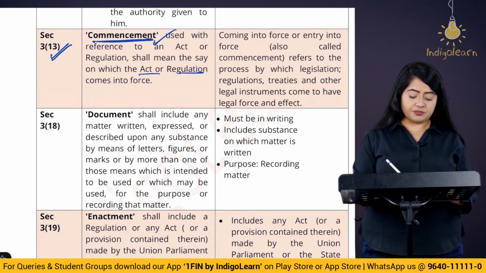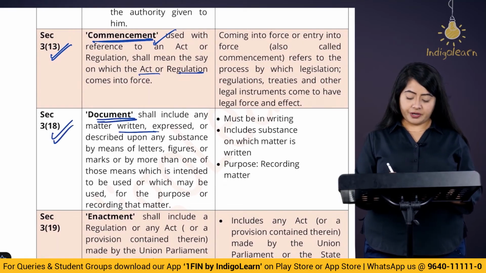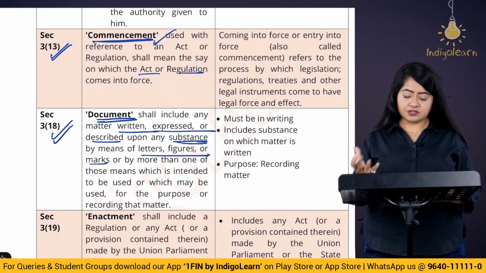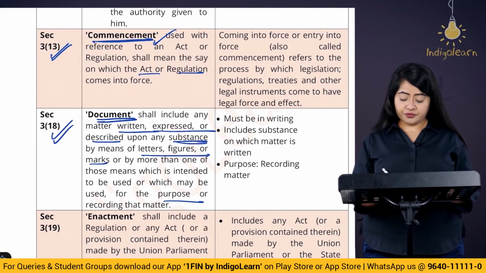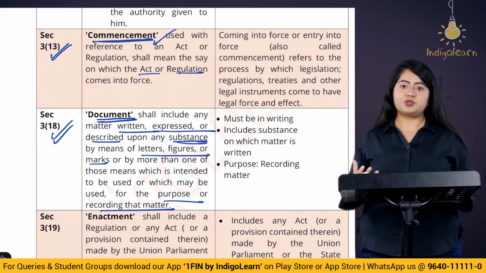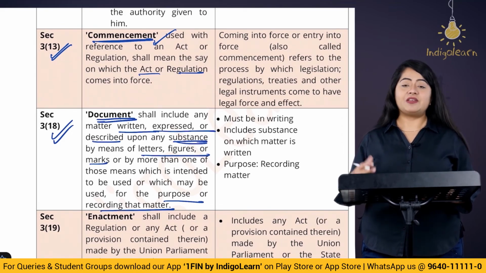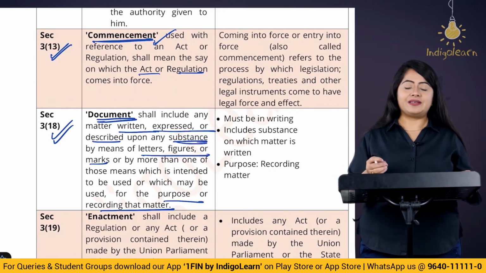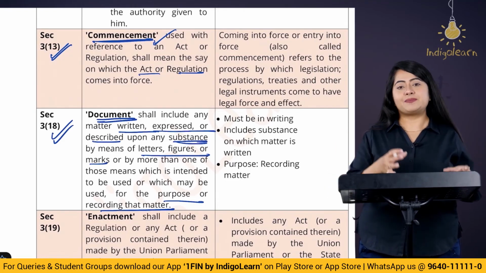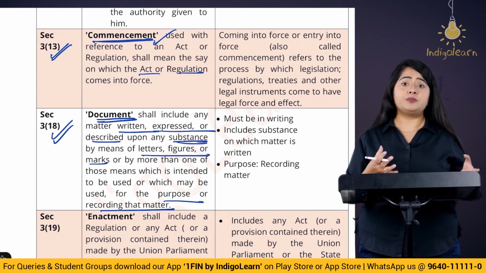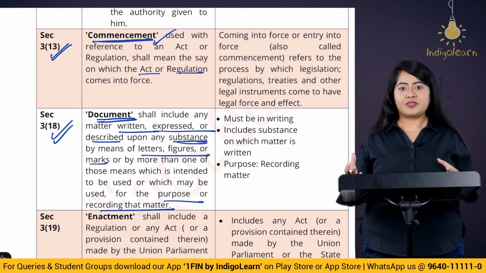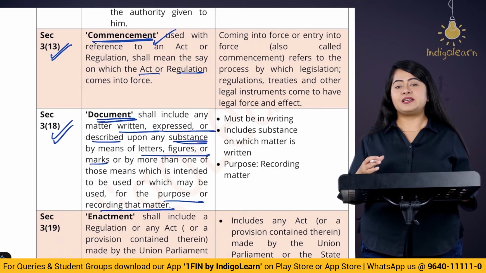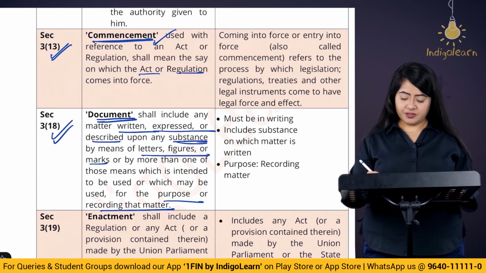The next clause is clause number 18, which defines document. So, what is document? If anything is written or expressed or described on a particular substance by means of letters, figures, marks, or more of these things for the purpose of recording that matter, then it is called document. So, these 4 features have to be in a document. When we say document, then something is written in the form of figures or language on a substance. This substance could be paper, it could be a painting, it could be stone also. And the main purpose of writing this is to record that matter. Simple. So, it has to be in writing, it can be on any substance, and the purpose is recording matter.